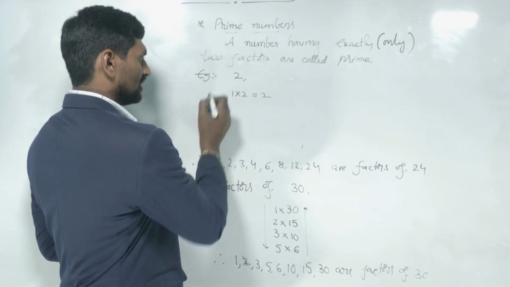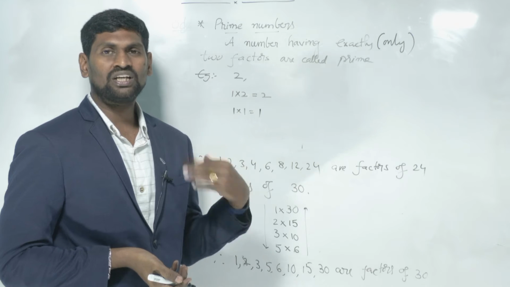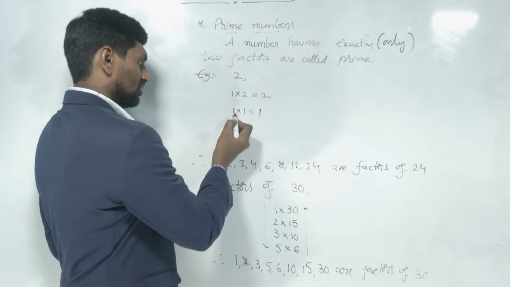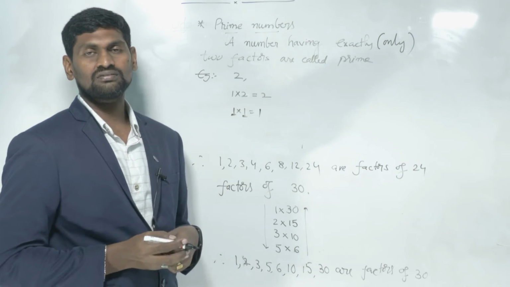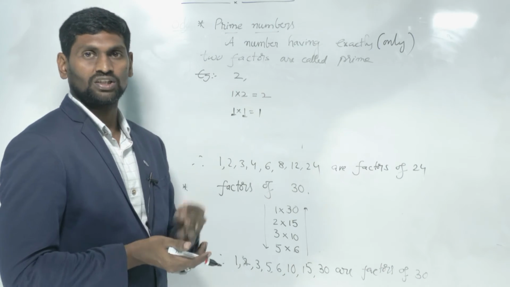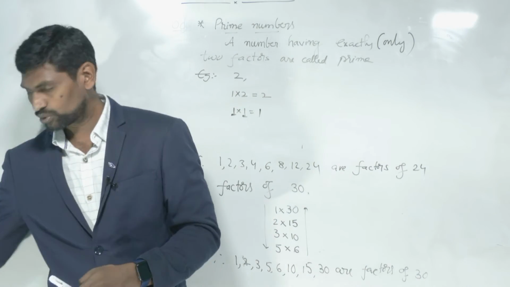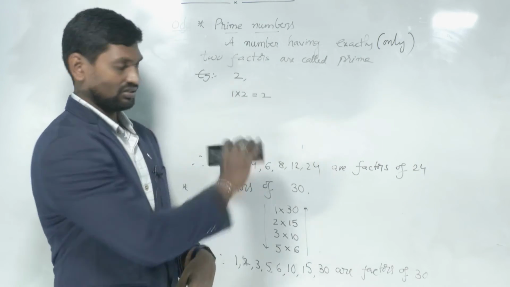But what about 1? 1 ones are 1. 1 won't come in any other table. Alright? So only one factor. To become a prime number, we need only two factors, not less than, not more than. So 1 is not a prime number. So 2 is a prime number.